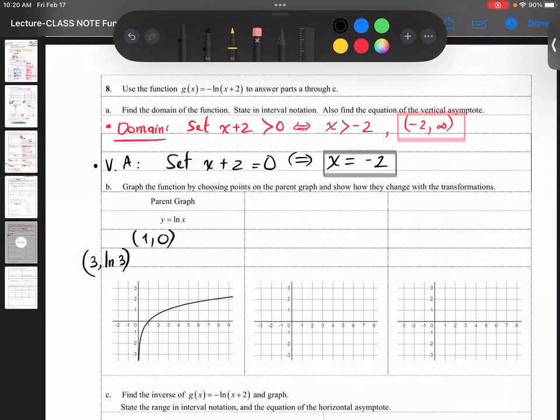Let me tell you the happy ending. What's ln 3 equal to? It's about 1.1 in decimal, so you know what it is. I'll pick another point, say 5 comma ln 5, or 5 comma 1.6.